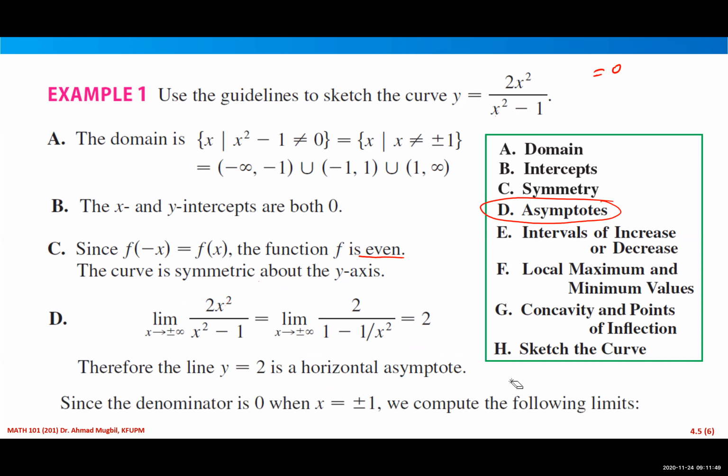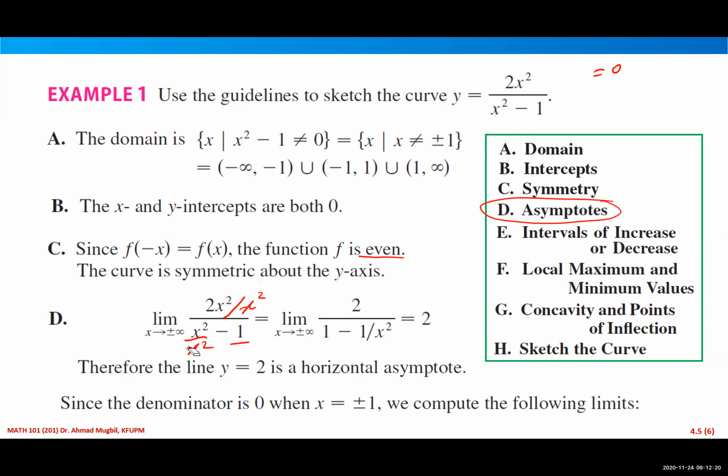Now, how did it become 1 minus 1 over x squared? How did the limit change to 1 minus 1 over x squared? Divide by x squared. When you have a limit as x goes to infinity, what do we usually do? We divide by the highest power. He just divided by x squared.